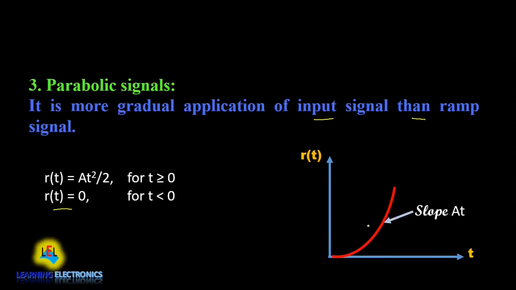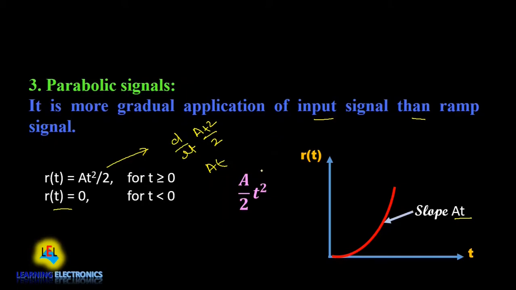Now if we want to find out the slope of this signal, then again we have to differentiate this equation with respect to t. Then d by dt of at square by 2 will be equal to at. So the slope of this parabolic signal will be at. Okay. Now if we keep a equal to 1 in the equation, then it will become a unit parabolic signal. So when the magnitude of a becomes 1, then the parabolic signal becomes the unit parabolic signal.